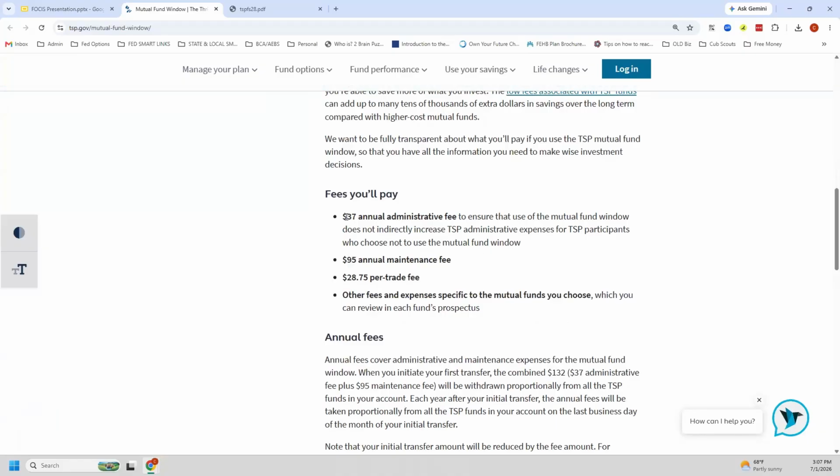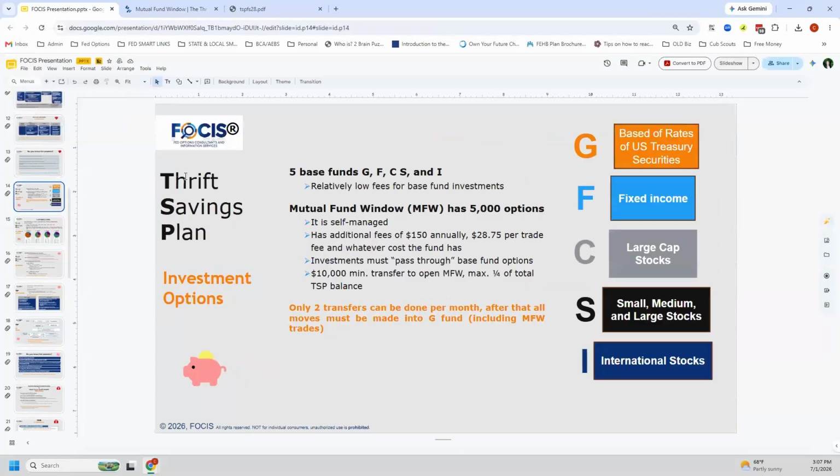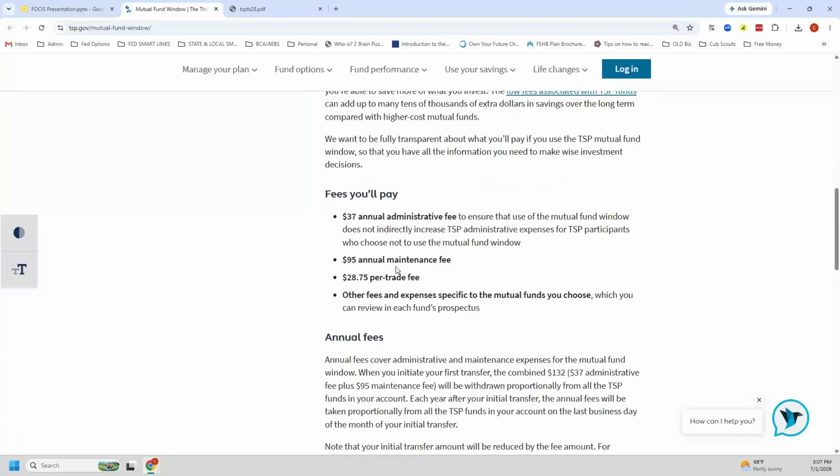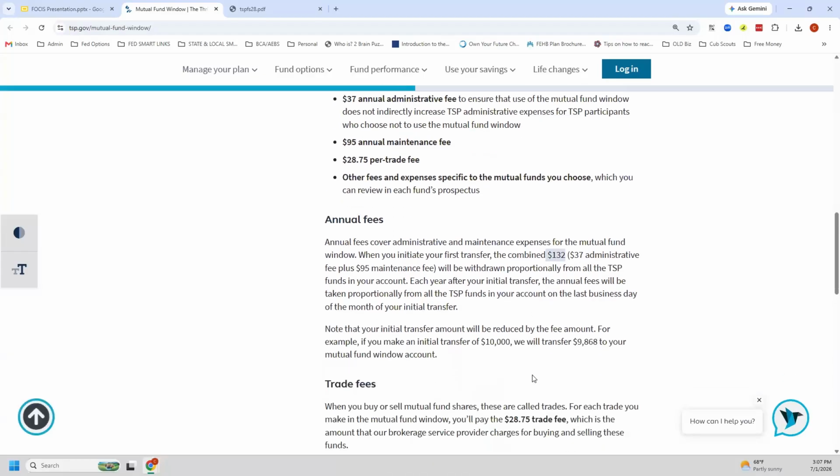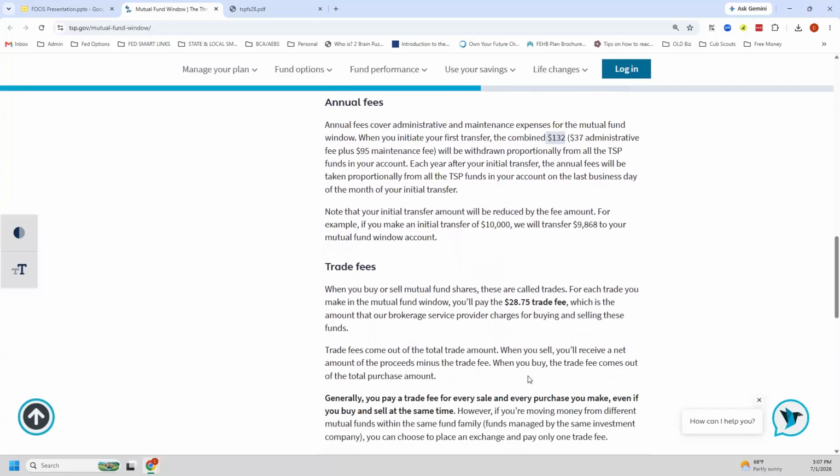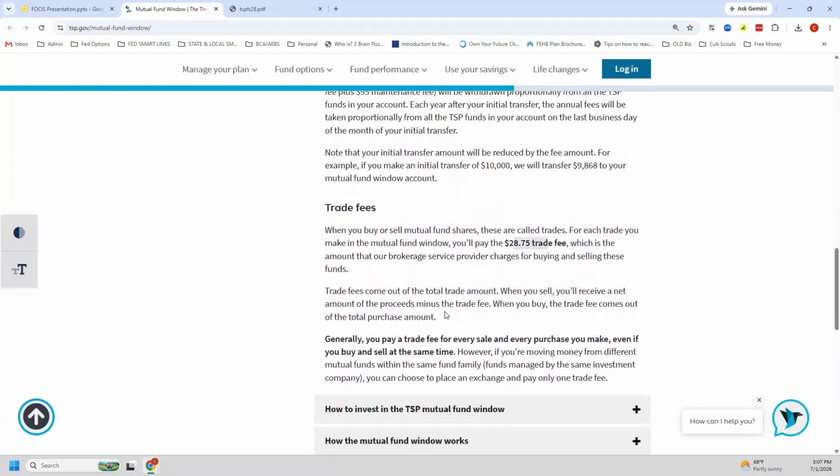And that's how, but wait a minute. What did we have? $150? Okay. It's not $150 anymore. We have the maintenance fee plus the $37, which is now a combined amount of $132. I'll have to fix that in my presentation. Learn something new every day. But anyways, the trade fee is the same like we talked about.